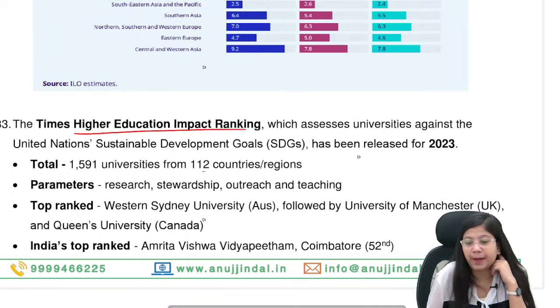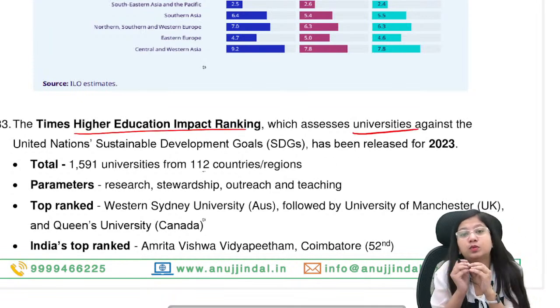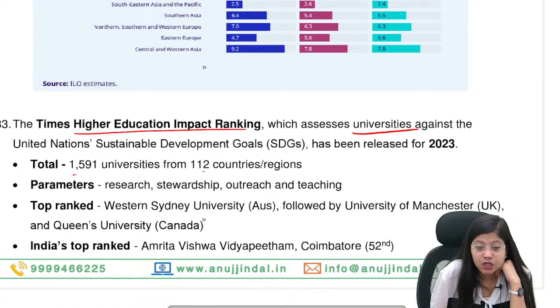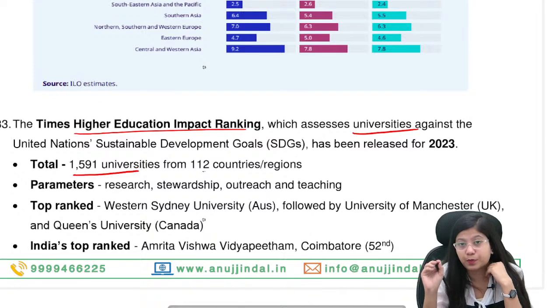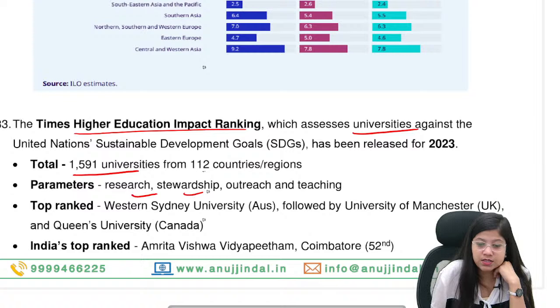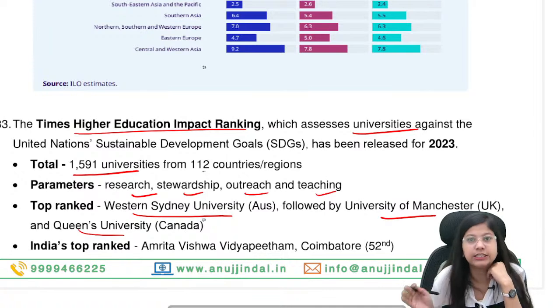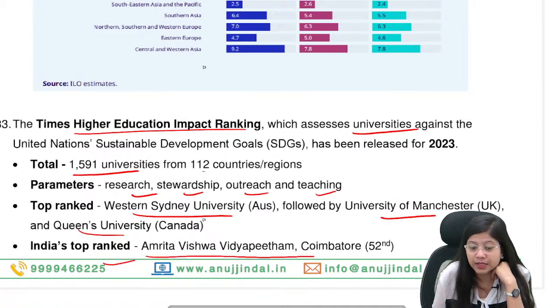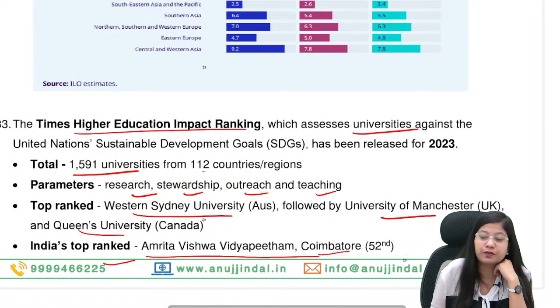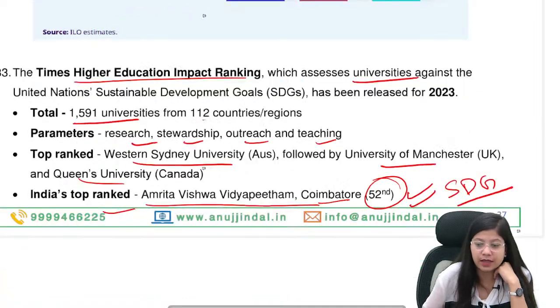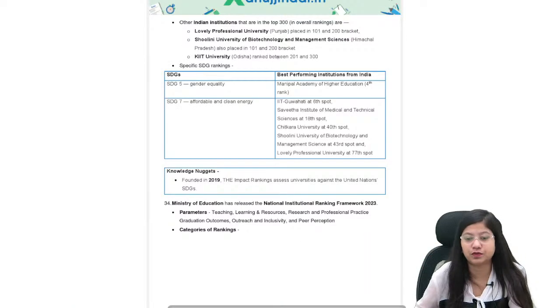Times Higher Education Impact Ranking. It basically assesses universities on the basis of SDG implementation and the impact that the universities have made. Approximately 1,500 universities were assessed on four parameters: research, stewardship, outreach, and teaching. Western Sydney University from Australia is first, then University of Manchester and Queen's University are at the second and third positions. India's top ranked is Amrita Vishwa Vidyapeetham in Coimbatore, at 52nd position. So it is working very well in SDG implementation and the impact generated from it.